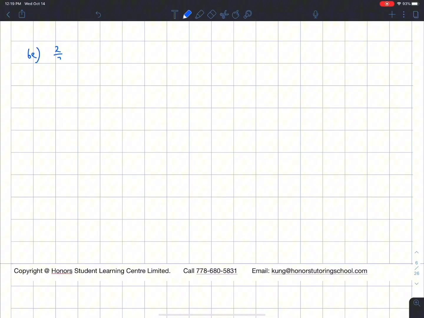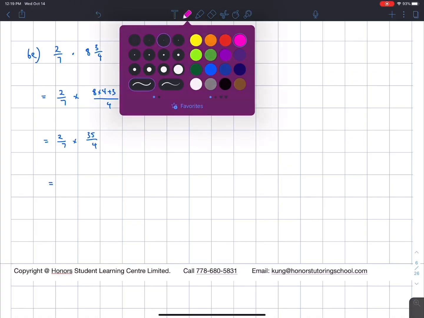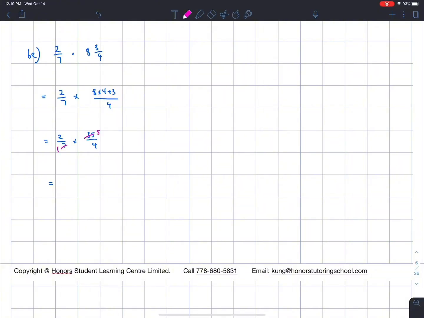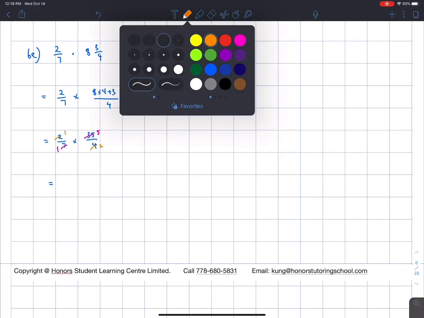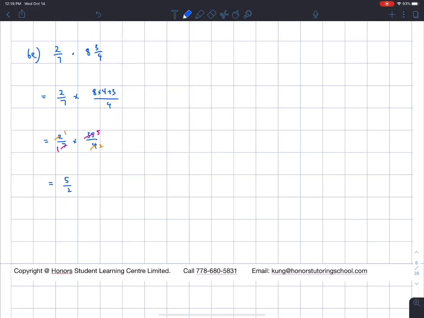6e, we have 2 over 7 dot 8 and 3 over 4. So 2 over 7 times 8 times 4 plus 3 over 4. We have 2 over 7 times 8 times 4 is 32. 32 plus 3 is 35. We can divide this by 7 to get 1, divide this by 7 to get 5. Divide this by 2 to get 1, divide this by 2 to get 2. We get 5 over 2.